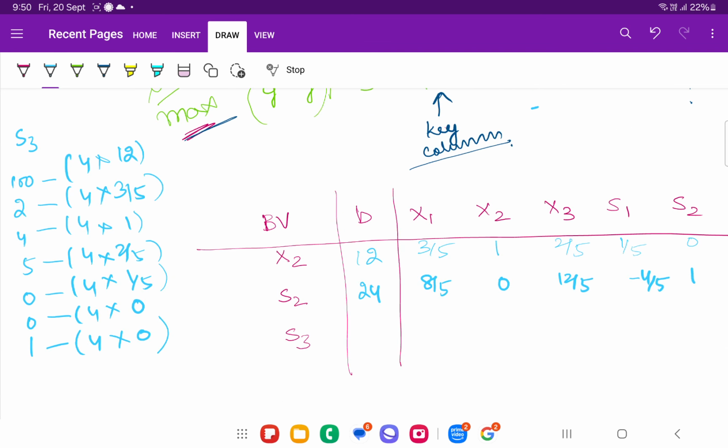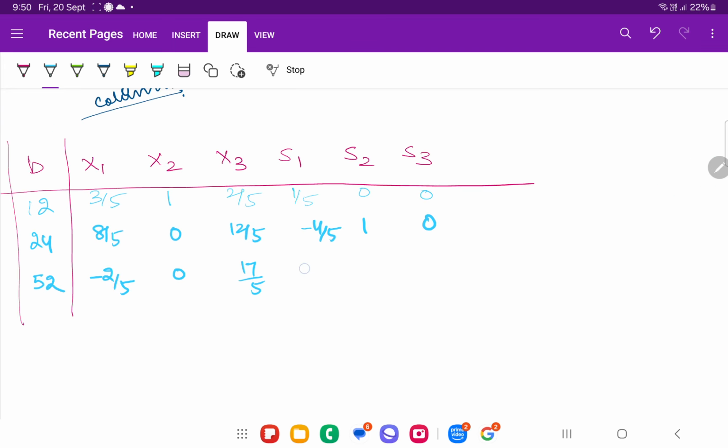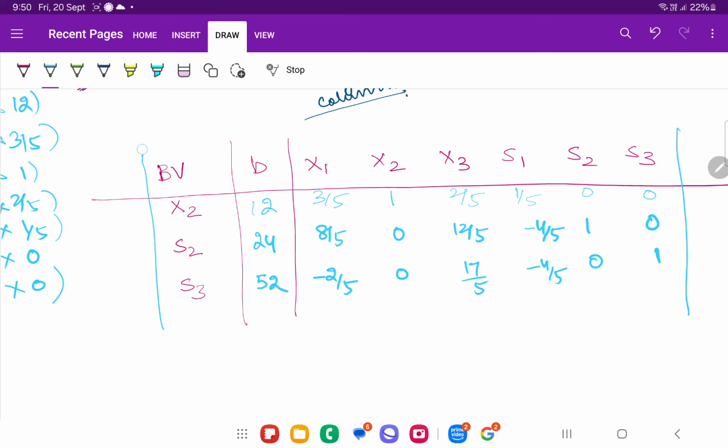Now when I solve this, I will get the values of S3 as 52, minus 2 by 5, 0, 17 by 5, then minus 4 by 5, 0, and 1. Now these are my values. Again I will be writing down the Cj values, that is the coefficients of x1, x2 and x3 in the objective function. Over here also, what is the coefficient of x2 in the objective function? That is 10, and s2, s3 is 0.